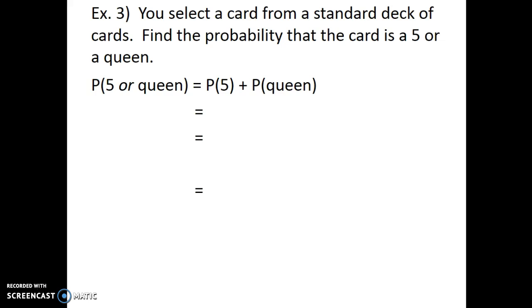So the probability of selecting a 5: there are 4 5s in the deck out of 52, just like there are 4 queens in the deck out of 52. Summing them together gets us 8 out of 52, or 2 out of 13. So on any draw, you have approximately a 15% chance of getting either a 5 or a queen.